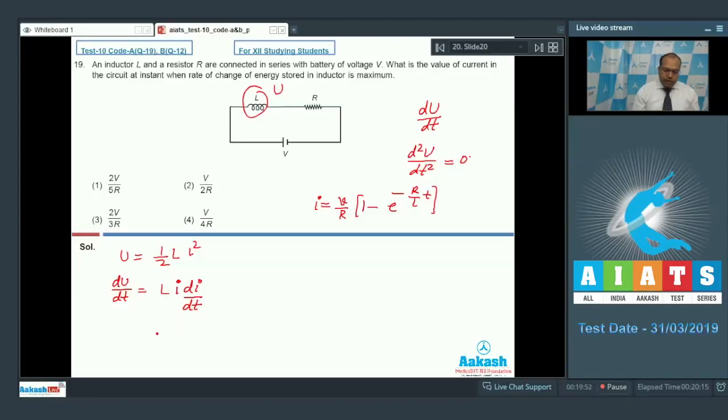On doing this, we get the maximum value of this function when e raised to the power minus R by L into t is equal to half. If I substitute this value here, it comes out to be V by R into 1 minus half, that is half, so it comes out to be V by 2R. So option 2 is the correct answer. Let's move to question number 20.